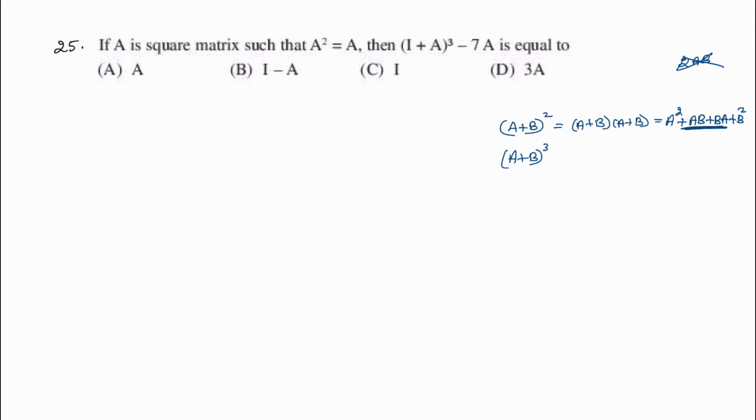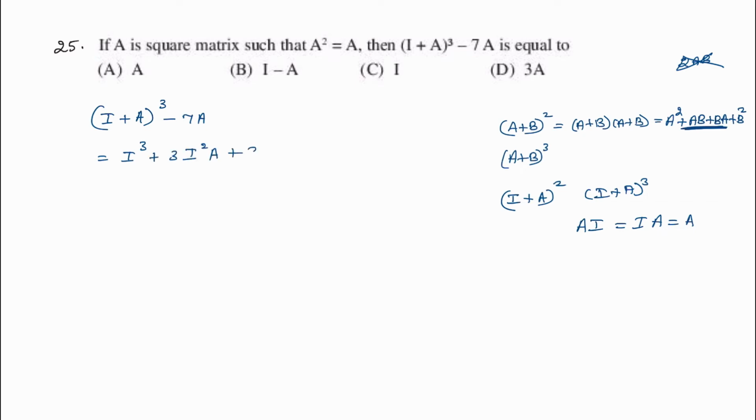But if one of them is an identity matrix I, then we can use the identity. We can use the I plus A the whole square identity or the I plus A the whole cube identity because AI equal to IA equal to A. Now let us use this here. I plus A the whole cube minus 7A is equal to, I'm expanding this, it is I cube plus 3I square A plus 3I A square plus A cube minus 7A. I cube is I.